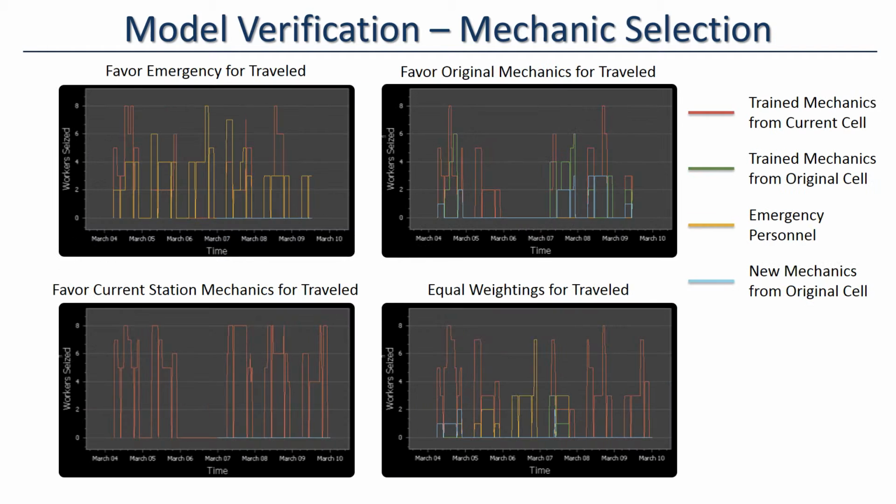So that's verified. Similarly, for our traveled work, we see that when we favor emergency, original, or current station mechanics, we get the desired seizures. And we also see when we have equal weighting, we get a random seizure. And so this helps to verify our logic.